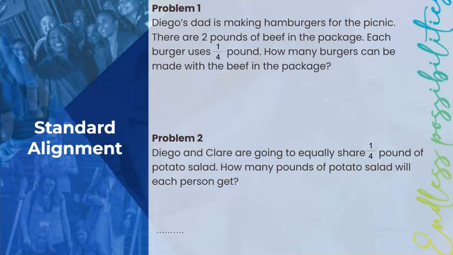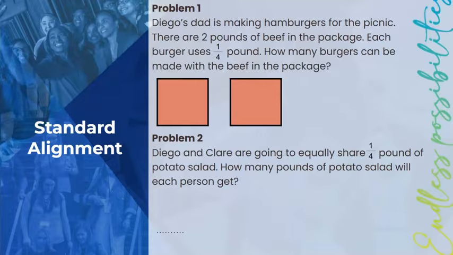In problem 1, 2 pounds is being divided into 1/4 pound groups. We know the size of the group is 1/4, but we do not know the number of groups. So we can subtract out groups of 1/4 until we've used up the 2 pounds. Students can partition each pound into fourths to see how many. The first pound has 4 1/4, and the second pound has 4 1/4, making a total of 8.